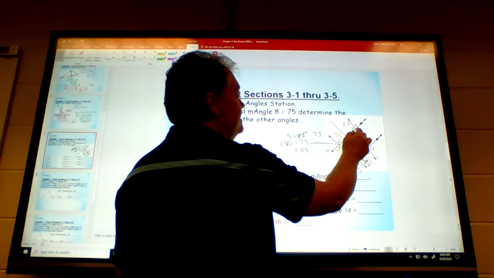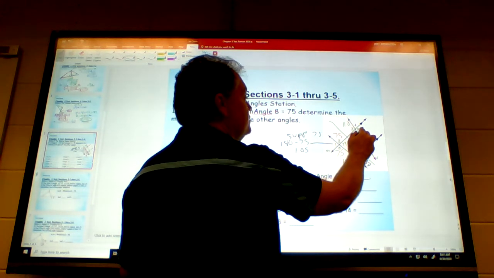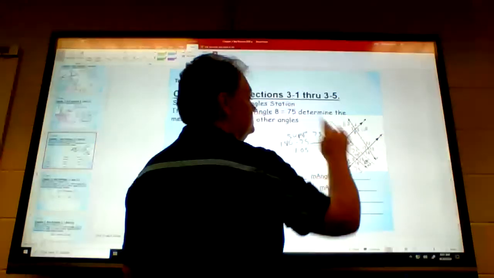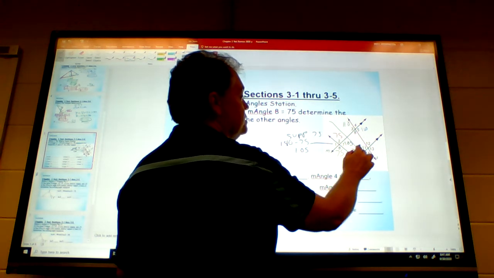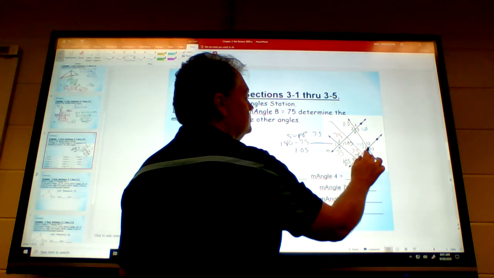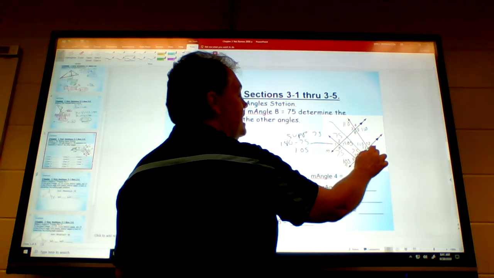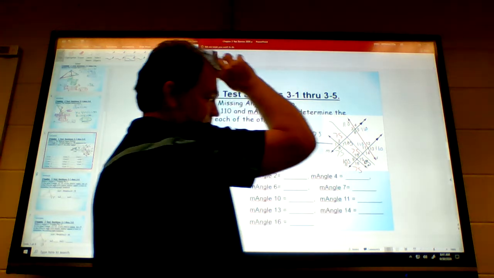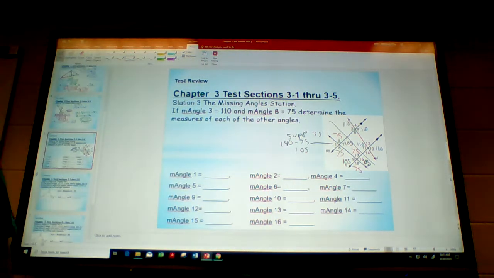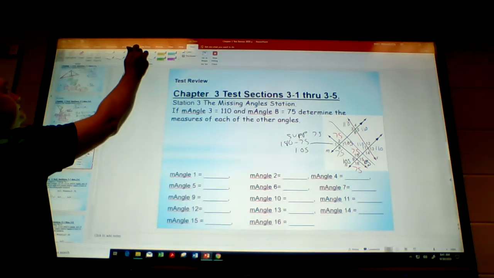Over here, this is totally different. I got 110. 5 and 110 are vertical, so they're the same. So 110. 3 and 11, they're the same because they're corresponding. So 110. And then 3 and 13 are the same because they're alternate exterior angles. So I got those four that are the same.